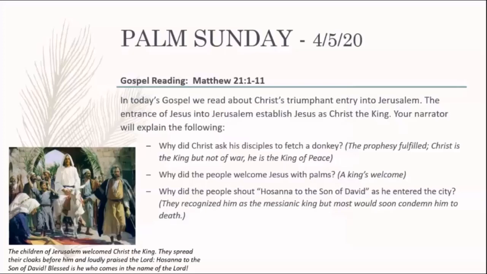Why did the people welcome Christ with palms? They gave him a king's welcome. In those days, the people recognized royalty with palms. They laid down their cloaks and laid down palms, much like today we would lay down a red carpet to welcome a person of royalty. Why did the people shout Hosanna to the Son of David as he entered the city? That was because the king that was prophesied to come would come from the house of David, so they were recognizing him as the Messianic King, the King of Glory and the King of Peace.